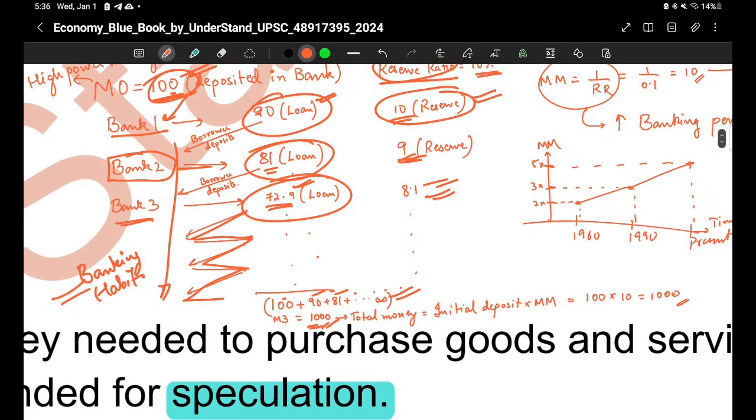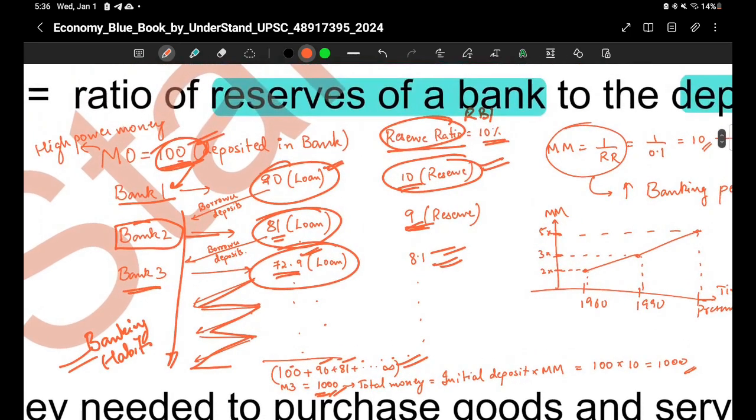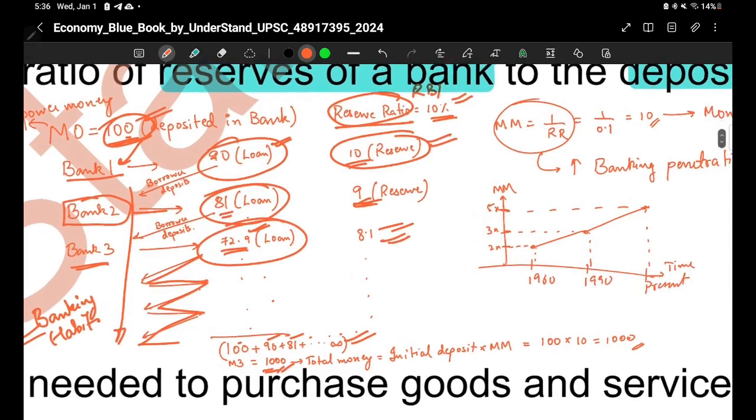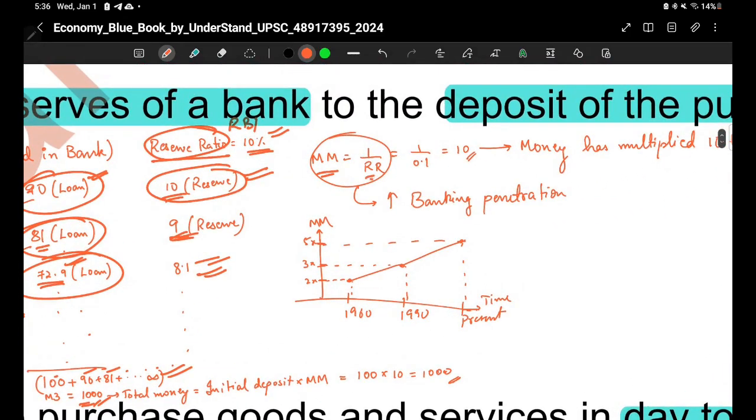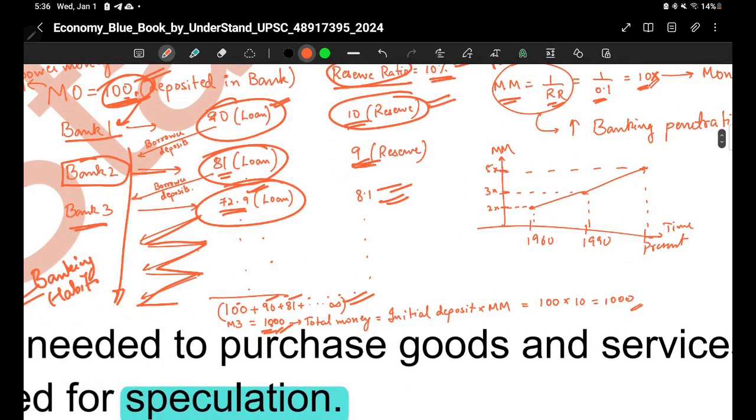So how much has it multiplied? It has multiplied 10 times, right? Why has it multiplied 10 times? Because the reserve ratio is 10%. So what we can conclude is, money multiplier is inversely proportional to reserve ratio. 10% means 10 by 100, which is 0.1. So 1 by 0.1 is 10. So money has multiplied 10 times, we can say 10x. You can see from 100 rupees to 1000 rupees it became.